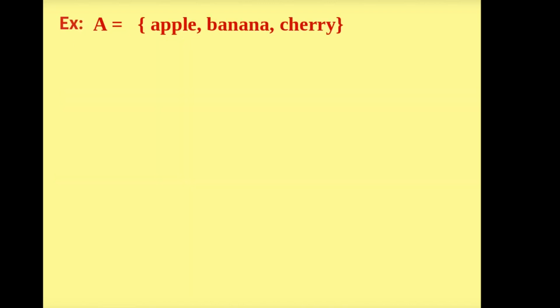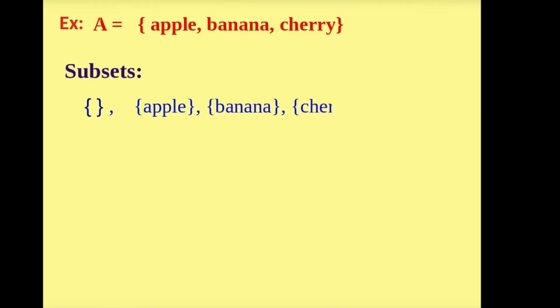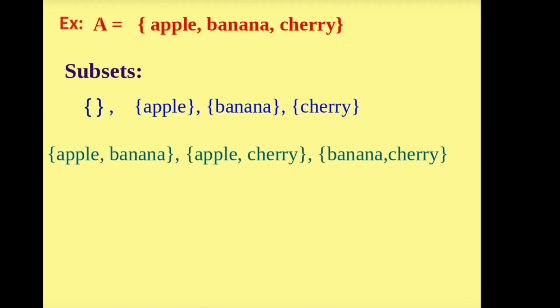Now let us have another example. A = {apple, banana, cherry}. Write all the subsets of it. Null set, {apple}, {banana}, {cherry}, {apple, banana}, {apple, cherry}, and {banana, cherry}, and {apple, banana, cherry} is also a subset of A. There are 8 subsets, 2 to the power 3.